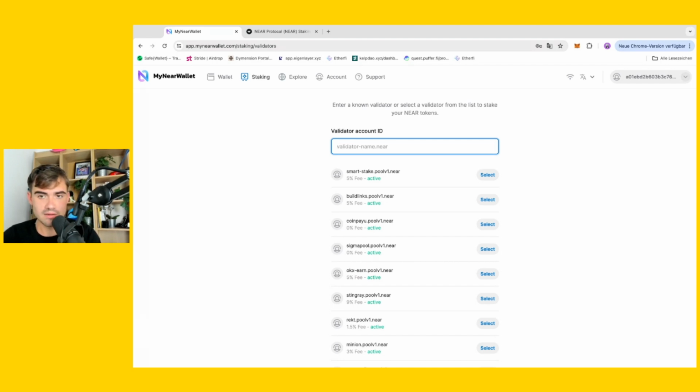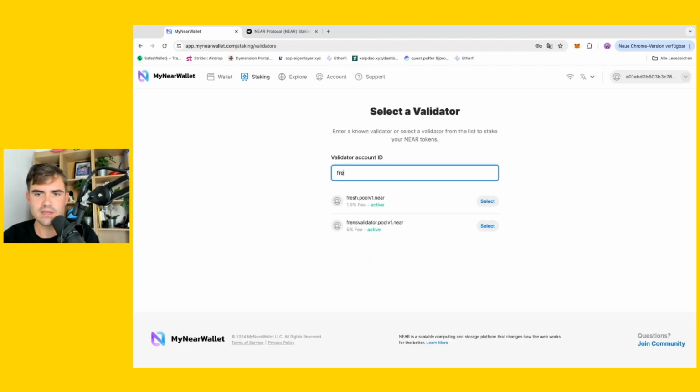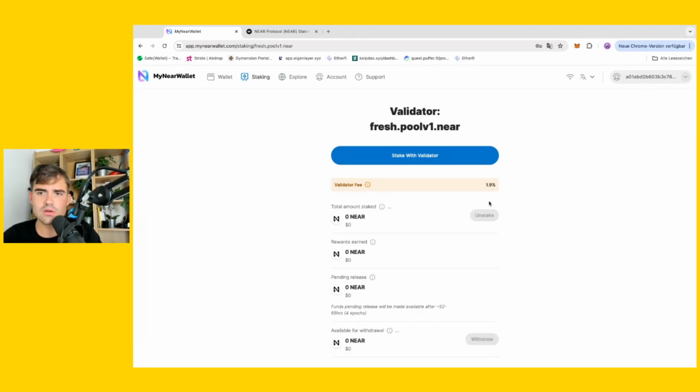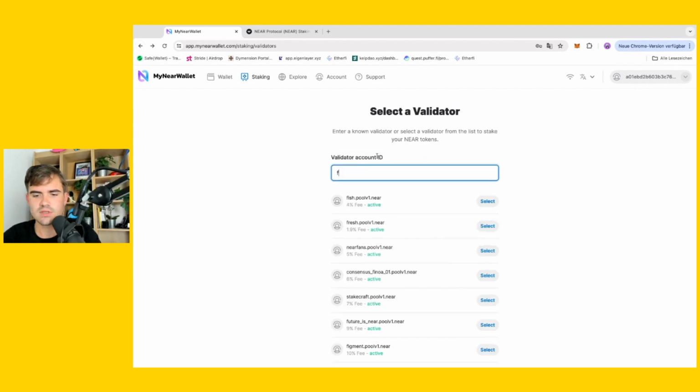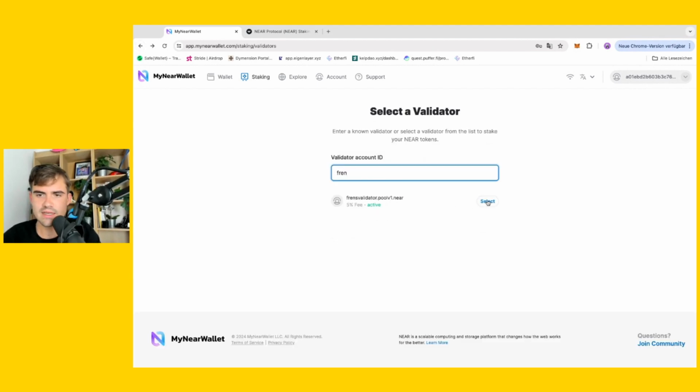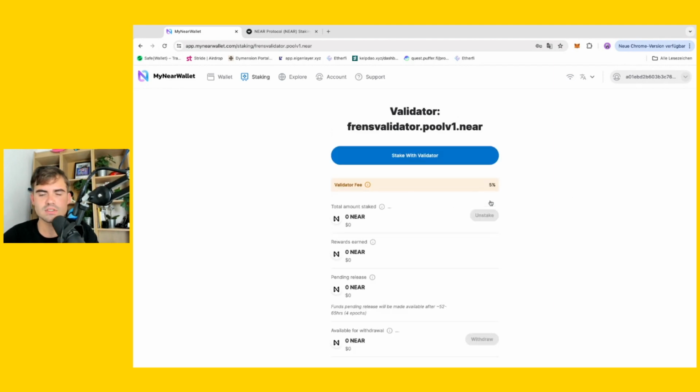We are an active validator on the Near blockchain, so I'm typing in friends validator v1.near. So here, oh, that's the wrong one. That's fresh pool. I'm sorry. So here, friends validator pool v1 Near. So I click on select, and now you see here validator fee is 5%. Cosmos folks know the validator fee under the name commission fee.